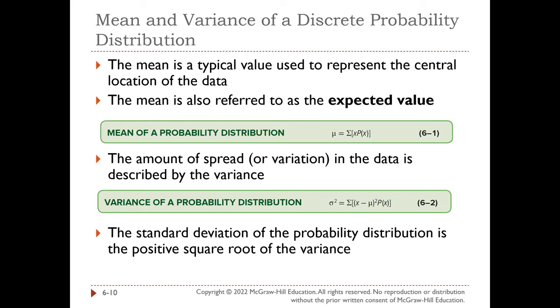Formula time! So, with the formula stating, it's time to look at the mean and variance of a discrete probability distribution. The mean is a typical value, again, used to represent the central location of the data. A little bit of review right there. The mean is also referred to as the expected value.